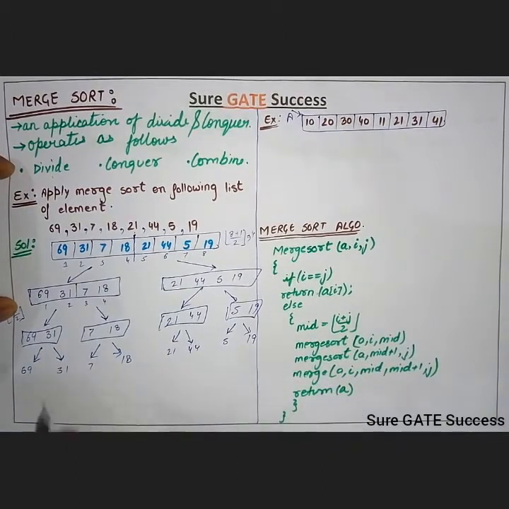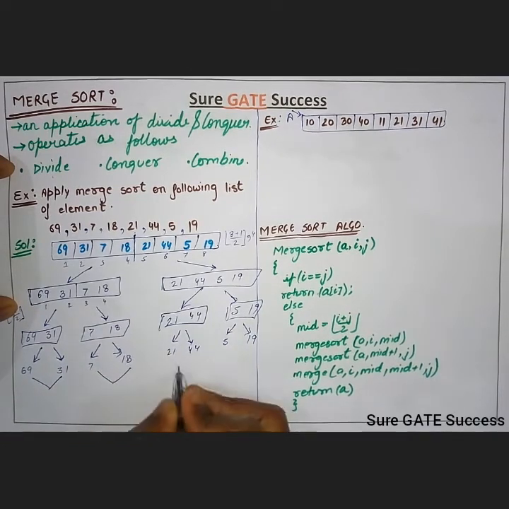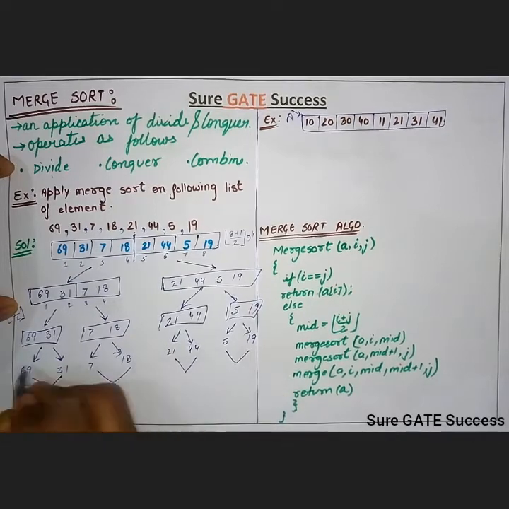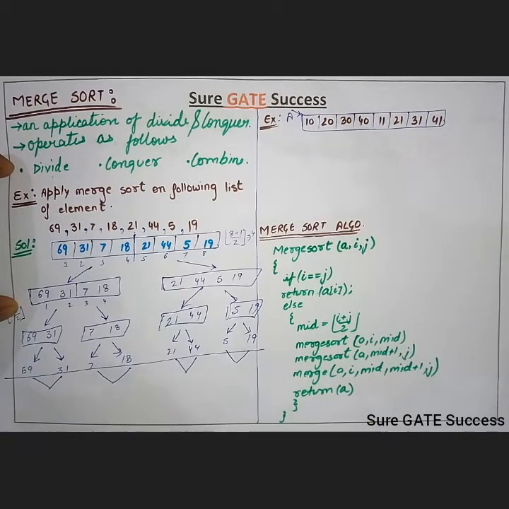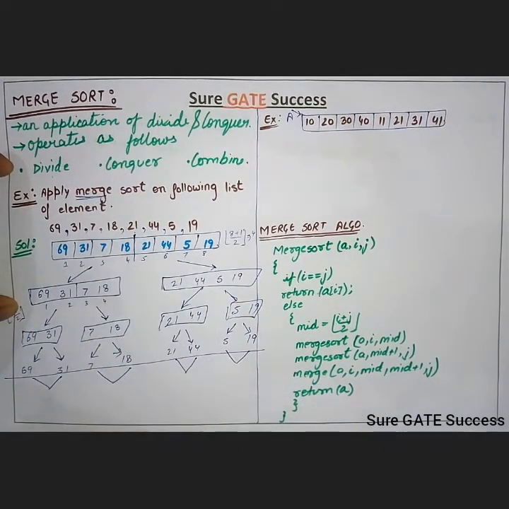Now we have to combine. So we have to combine these two, these two, these two, these two. The work of dividing is done till here because we have divided till the smallest one. Now we have to merge it. As the name says, now we have to merge it and apply sorting while merging.